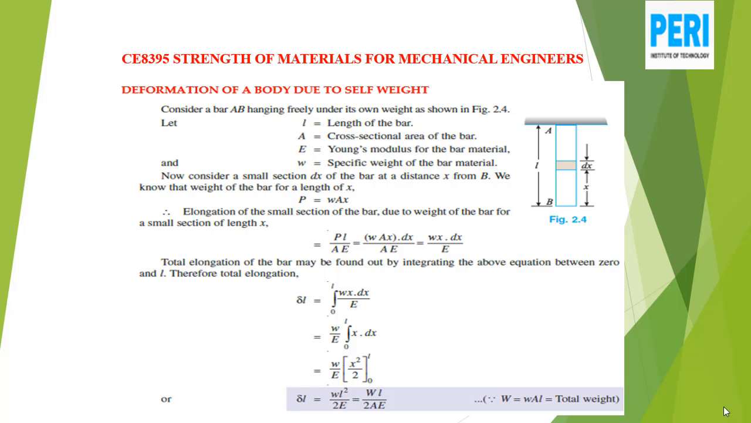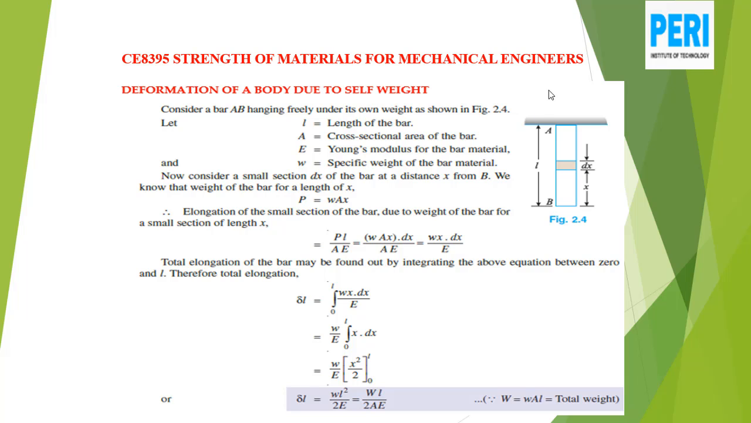Actually, in strength of materials university question papers, it is a problem-oriented paper. One problem, and the rest of the portions will be derivations. They will ask only two parts in the big questions, Part B and Part C, either derivations or problems. So we will see the first derivation: deformation of a body due to self-weight.